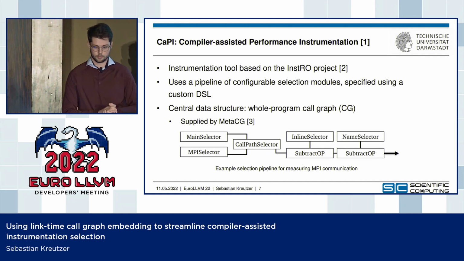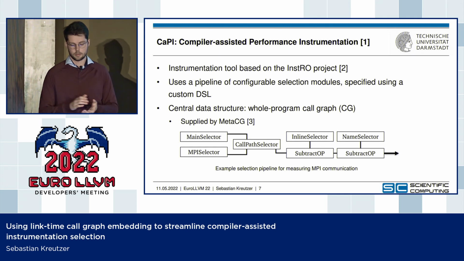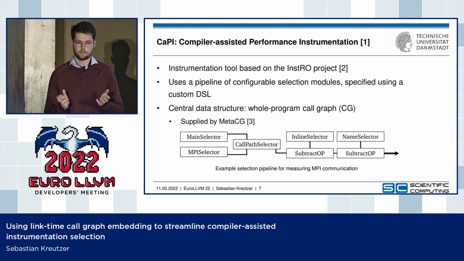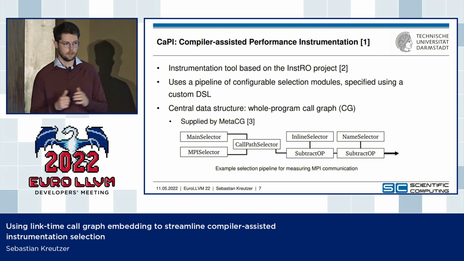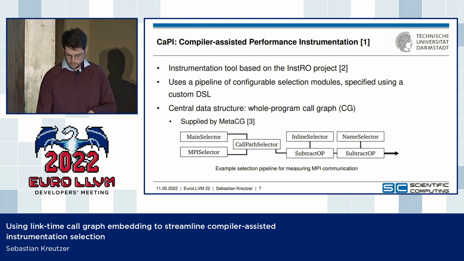Then there's the option to combine this further with, for example, an inline selector where you subtract all functions that are inlined, or a name selector where you just exclude certain functions by name. And there's more possibilities, of course.